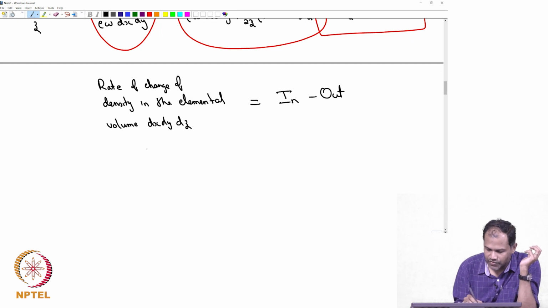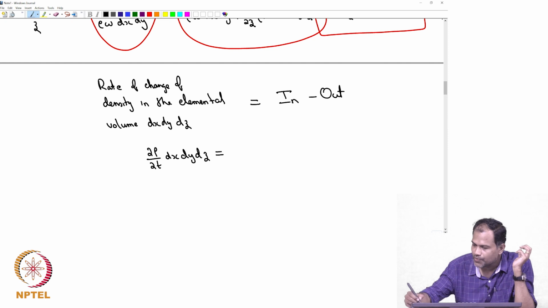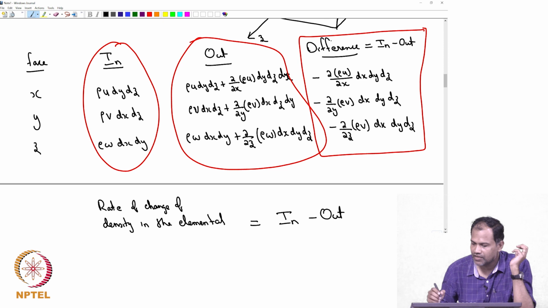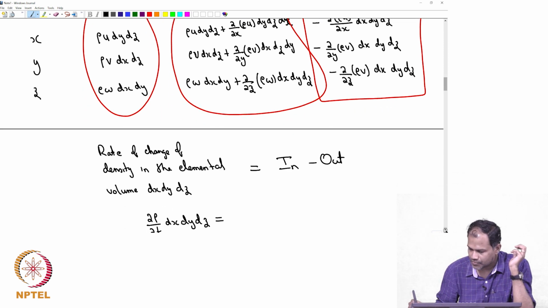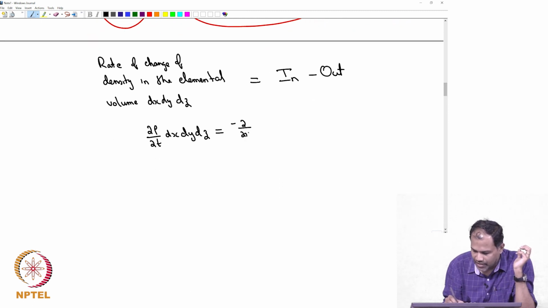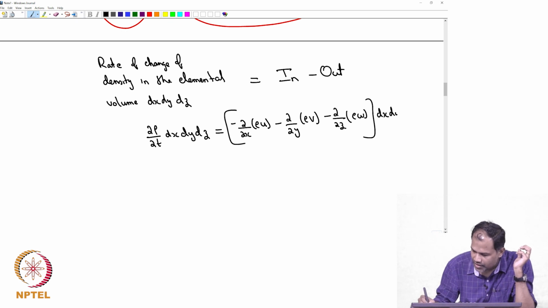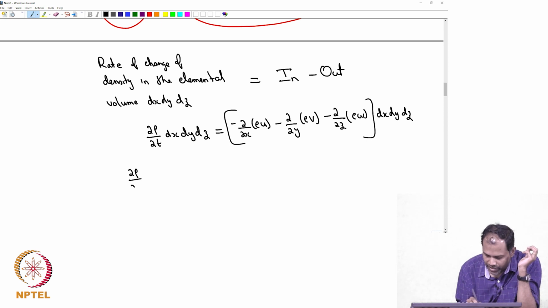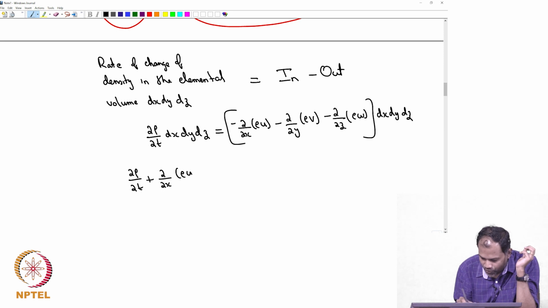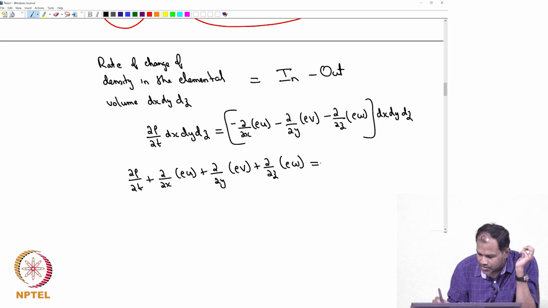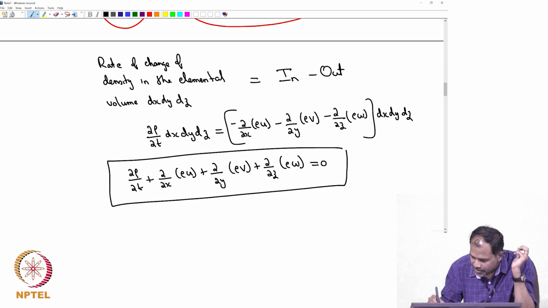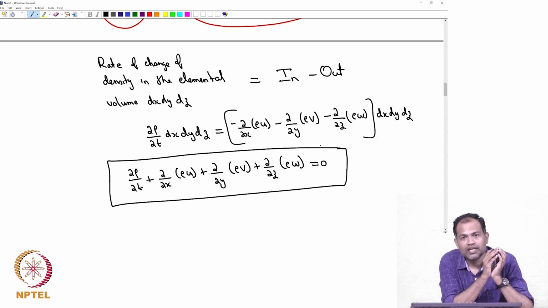So, then we can calculate the rate of change of density, del rho by del t times dx, dy, dz, is equal to the sum of all the differences that we have calculated, the one that you see in the red square. So, we have to add all of them. It is equal to minus del by del x of rho u minus del by del y of rho v minus del by del z of rho w times dx, dy, dz, or simply del rho by del t plus del by del x of rho u plus del by del y of rho v plus del by del z of rho w is equal to 0. Okay. That equation represents the fact that mass is conserved.